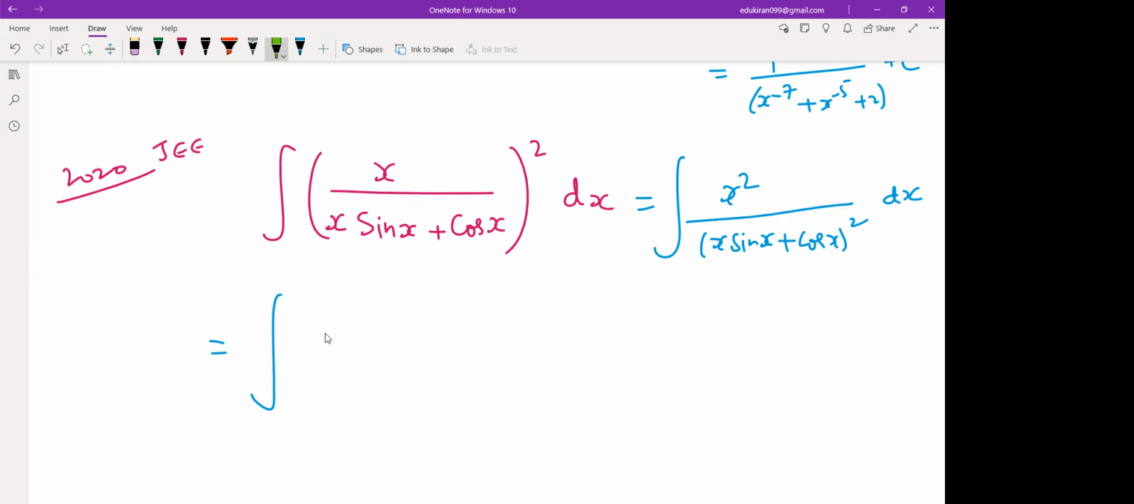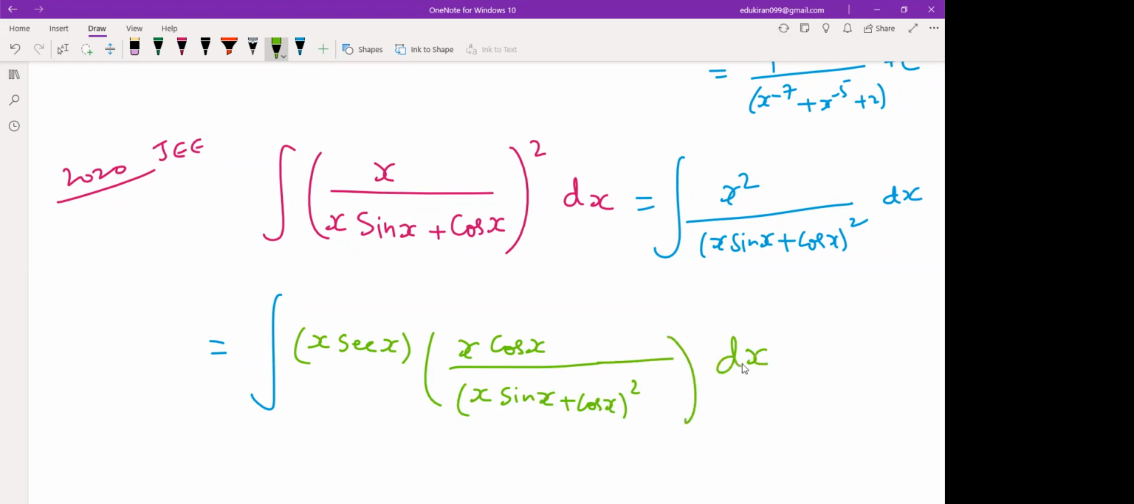So here, what we have to do is we take a function x sec x and another is x cos x. Now, the important thing here is that sec x into cos x is 1 and x into x is x square. So you can write it like this. Now, next step is take this as u and this as v and do by parts.